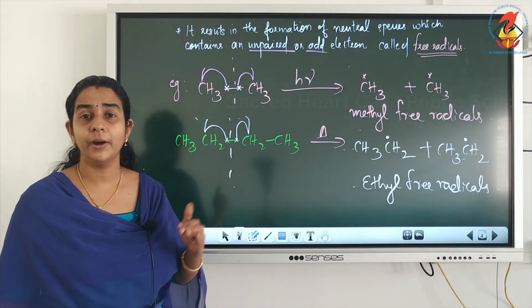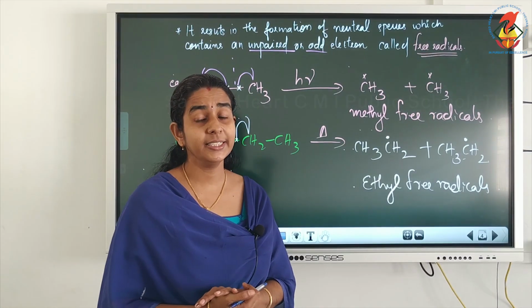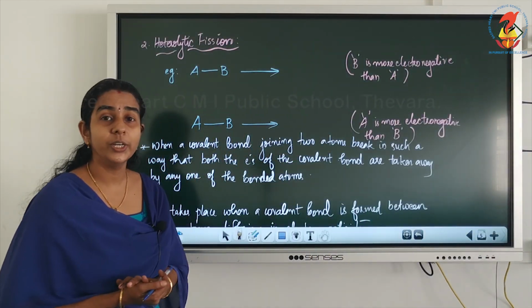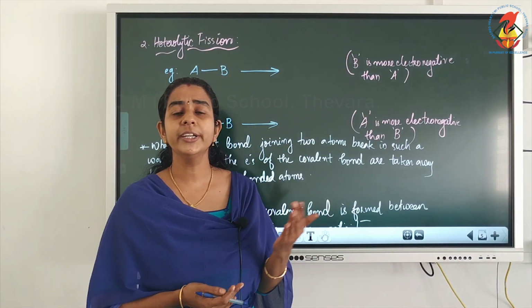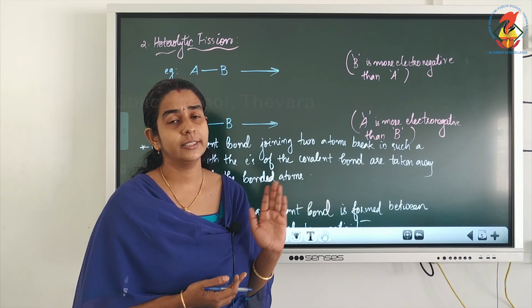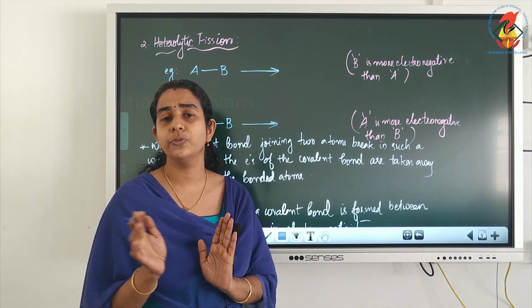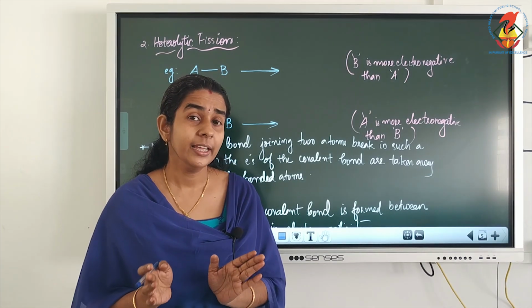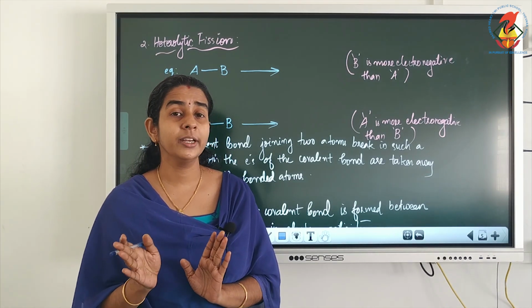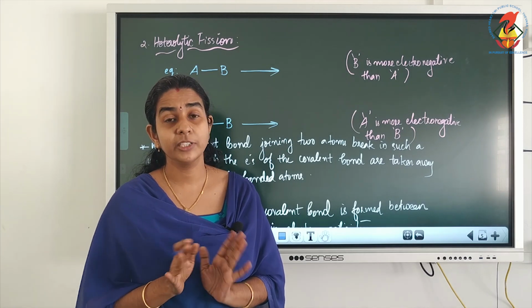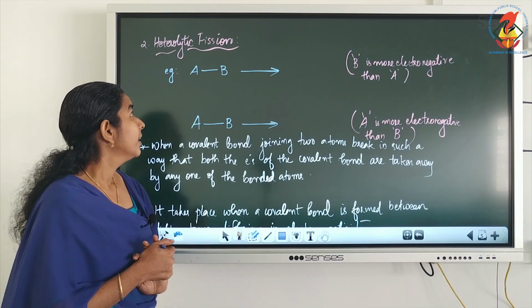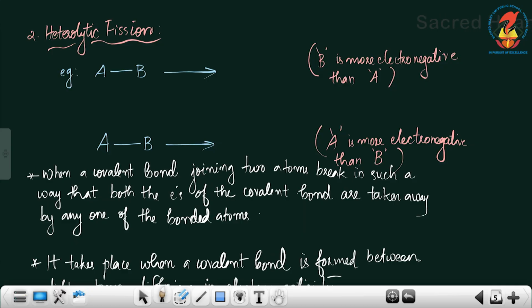Okay, so this is about the homolytic fission taking place in presence of heat or light. And next is about heterolytic fission. In homolytic fission, we have seen that in most of the cases the bond will be between two similar atoms. It is not necessary. There is homolytic fission of a covalent bond which is formed between different atoms also. So here let us see a covalent bond which is formed between two different atoms.